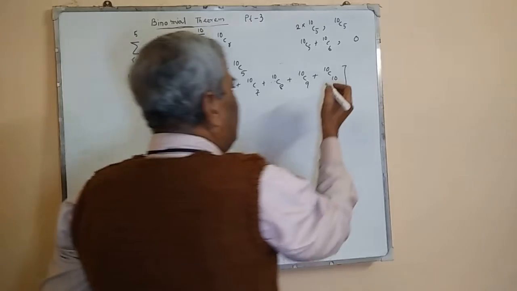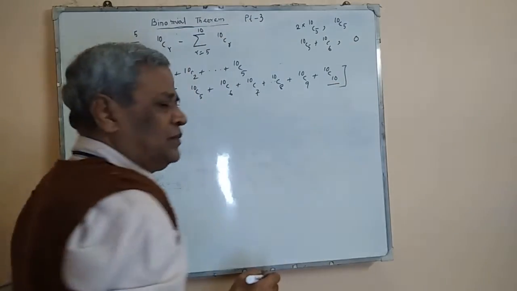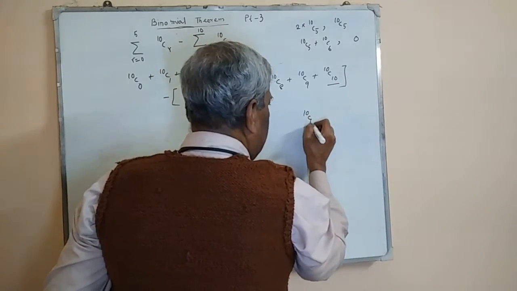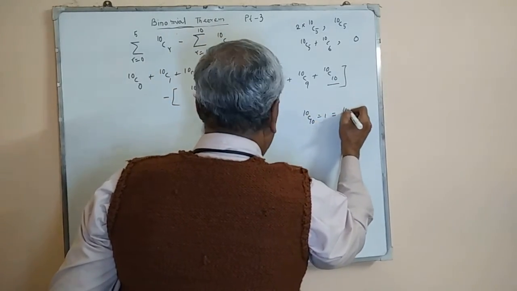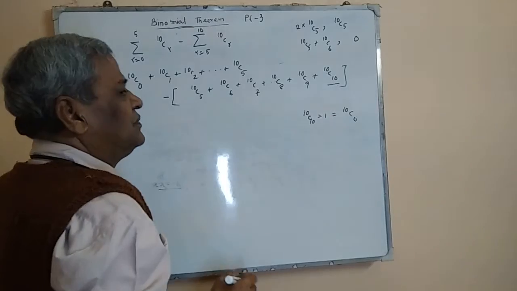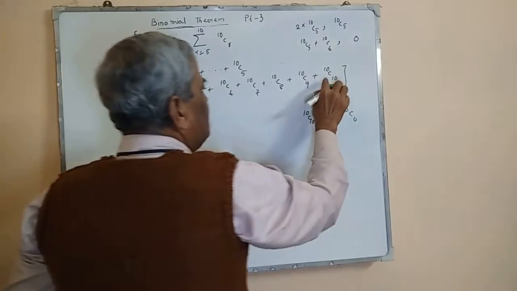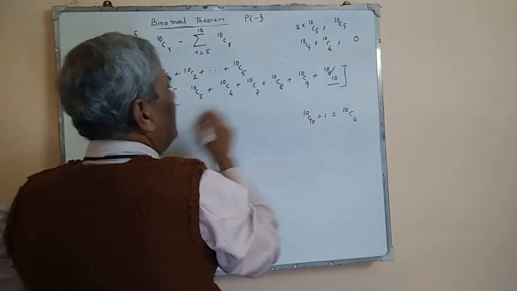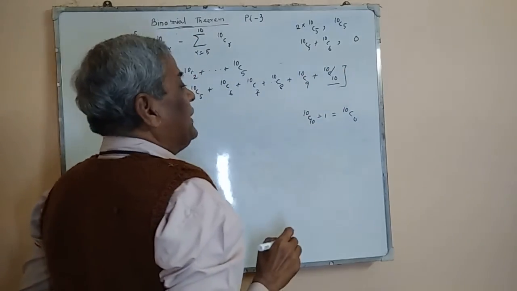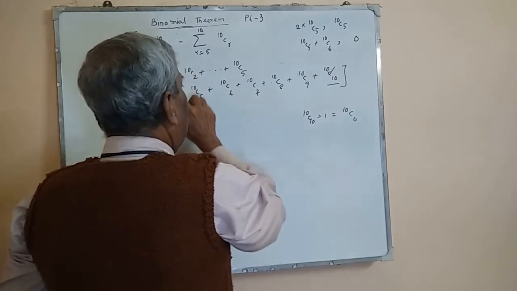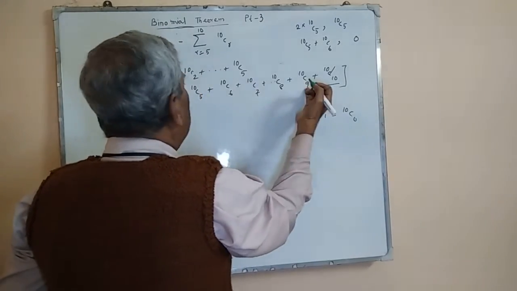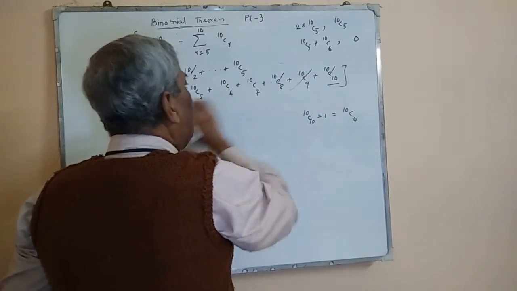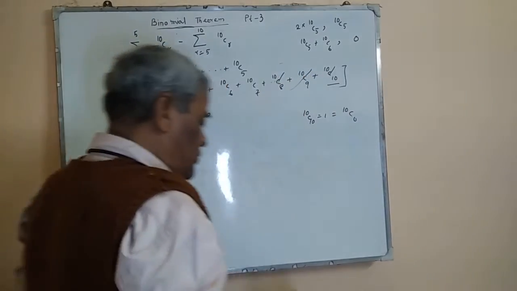Now, 10C10 is equal to 1, which is equal to 10C0, which is again 1. And this is 10C0, this is negative 10C0, so they cancel. 10C9 is equal to 10C1. This is 10C1, this is negative 10C1, so they cancel. Similarly, this will be cancelled with that, and all terms will be cancelled, and the answer is 0.